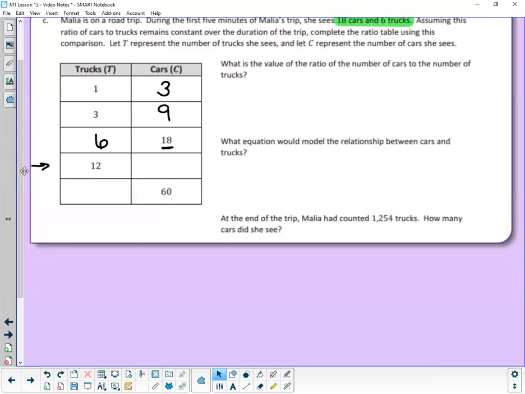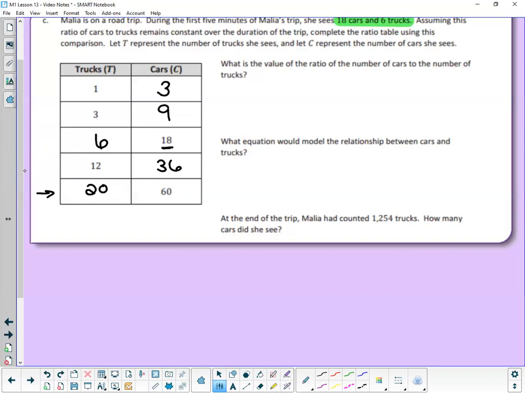Now 1 times 12 is 12. 3 times 12 is going to be 36. And then look what they're doing here. They go to 60. Well, 3 times 20 is 60. So 1 times 20 is 20. So you got to be careful in ratio tables. They're not always going to be a consistent pattern going down the table if they throw a curveball at you like this.